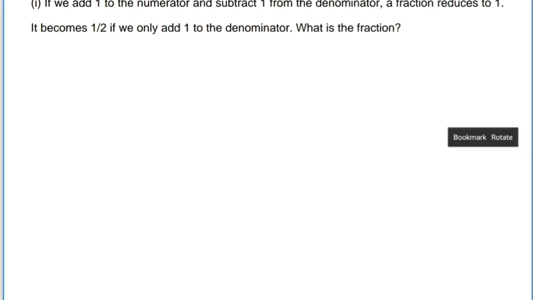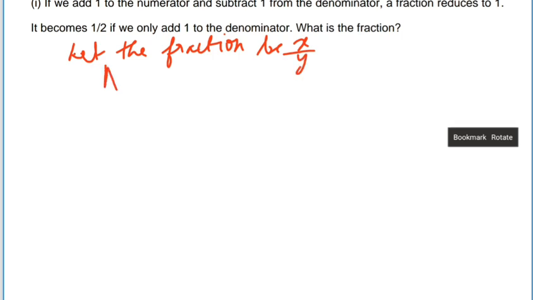So let's form the first equation. Let the fraction be x by y. That is, numerator is equal to x and denominator is equal to y.